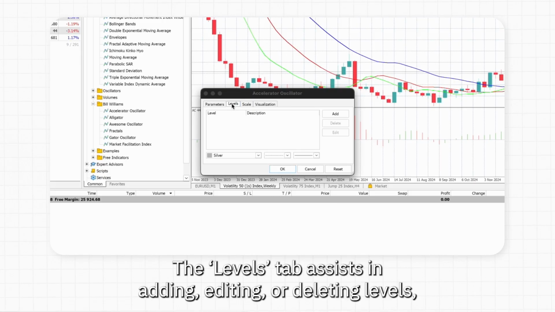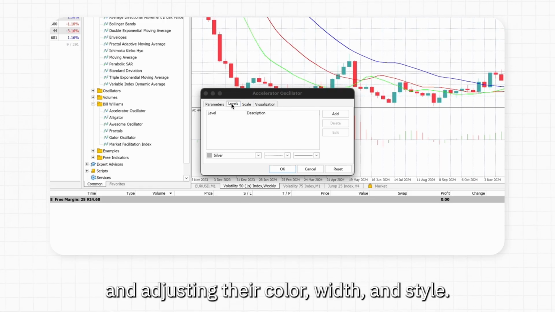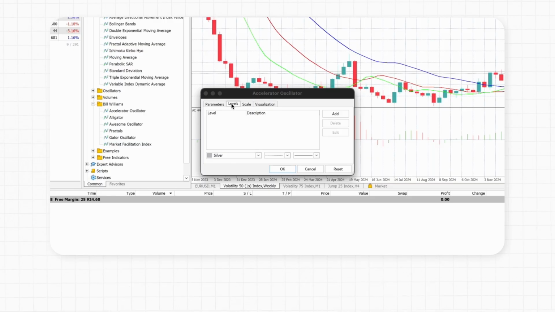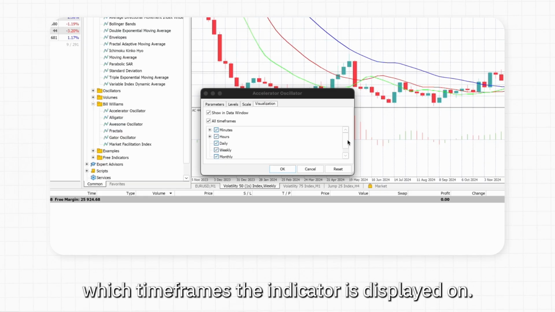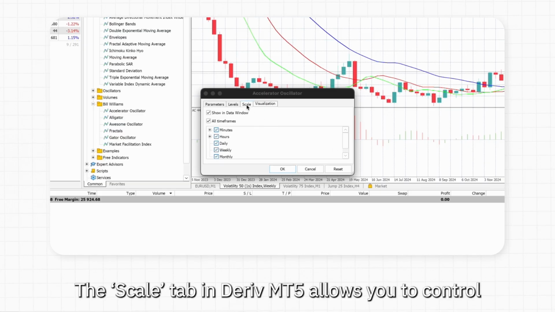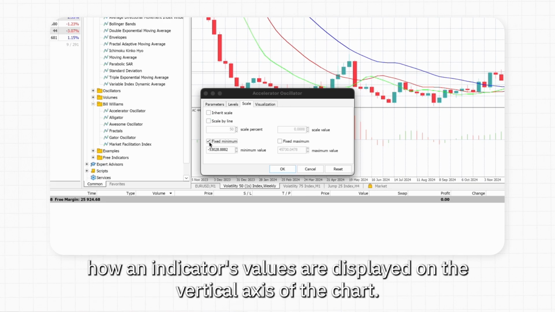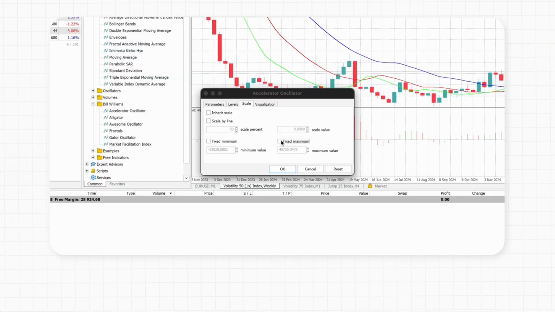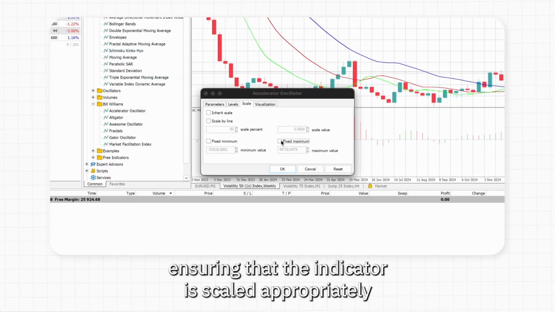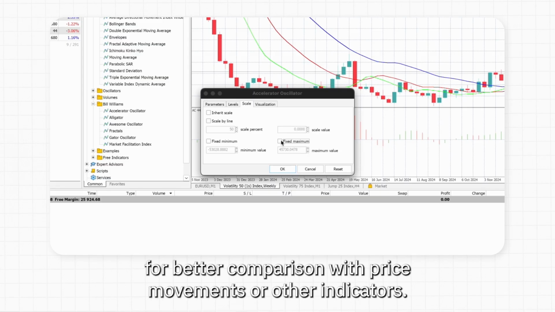The Levels tab assists in adding, editing, or deleting levels and adjusting their color, width, and style. The Visualization tab allows you to control which time frames the indicator is displayed on. The Scale tab in Deriv MT5 allows you to control how an indicator's values are displayed on the vertical axis of the chart. It provides options to adjust the range of values shown, ensuring that the indicator is scaled appropriately for better comparison with price movements or other indicators.